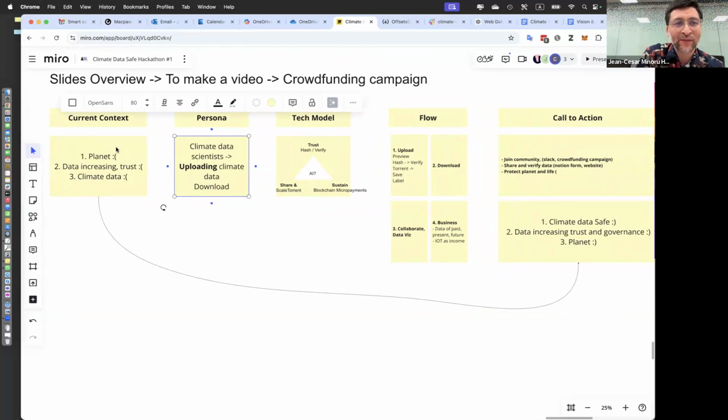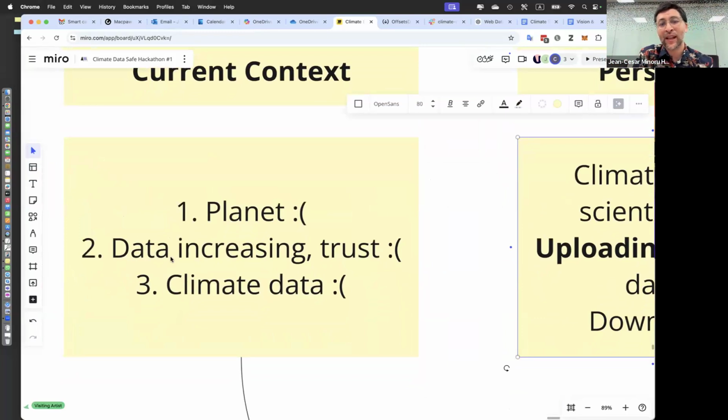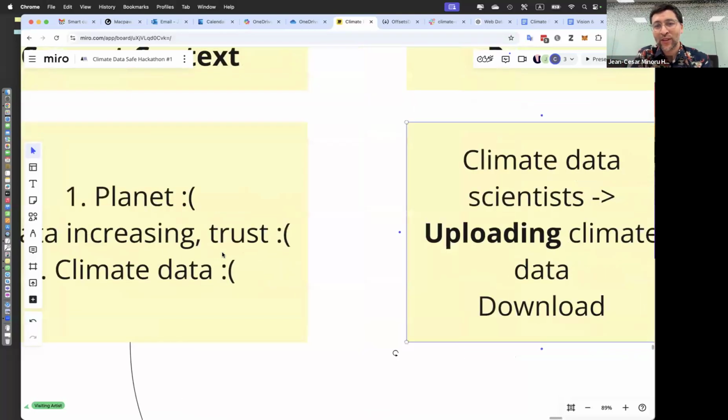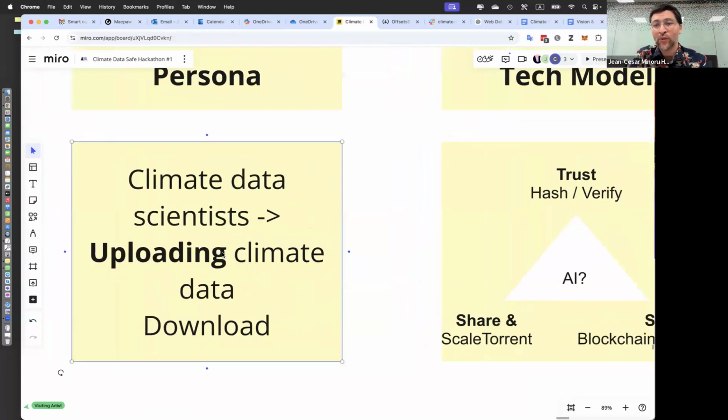Okay, so this is the narrative. We say the current context is that the planet is suffering, data is increasing, but trust is decreasing, and climate data is disappearing. So that's the state of affairs. The second is that we have climate scientists as our main character. We want to show that the climate scientists, who are really at the heart of this struggle, can upload the climate data and make it safe. And then we explain how we do this.